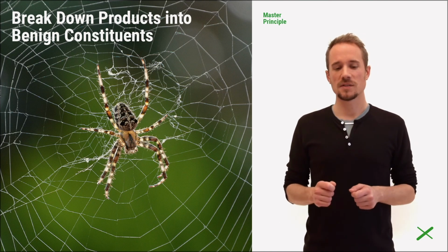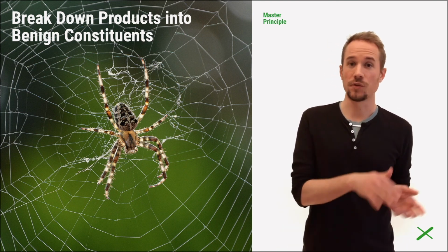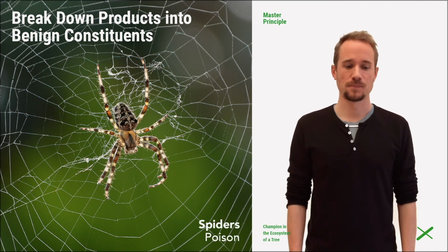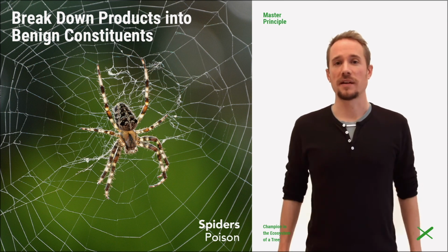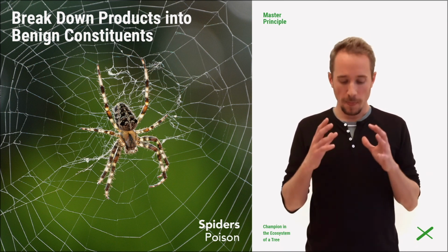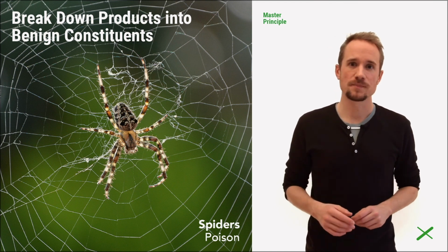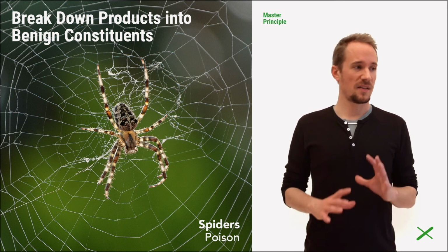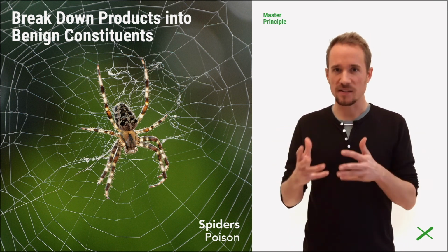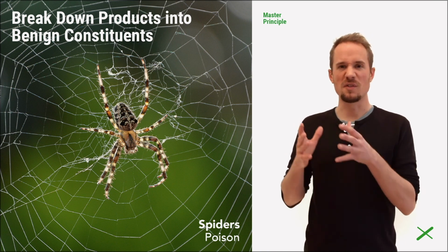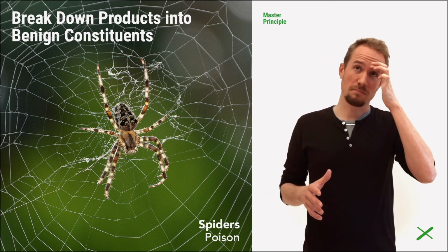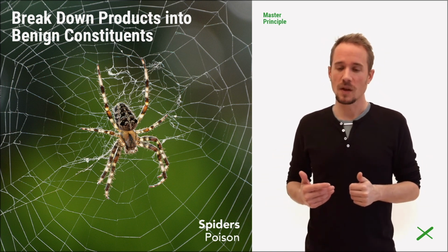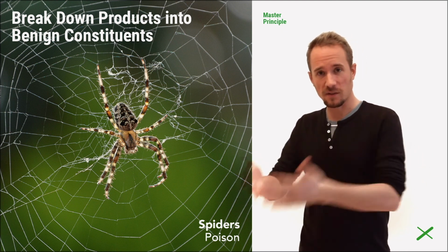Break down products into benign constituents or into benign components. And our example in nature are spiders and the poison that spiders have and how they deal with that. So most spiders are venomous and they use their venom to paralyze or kill their prey. And then they inject chemicals into the victims so that basically their body becomes a kind of fluid and the spider sucks the fluid out. But it also sucks the venom that it injected itself into the victim.